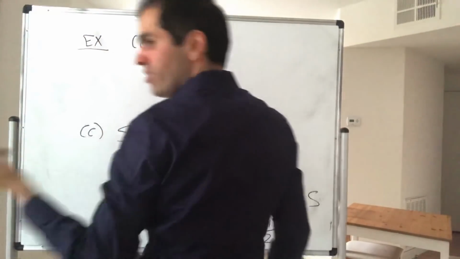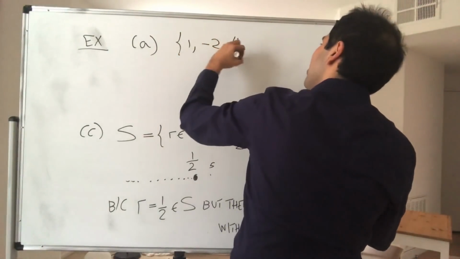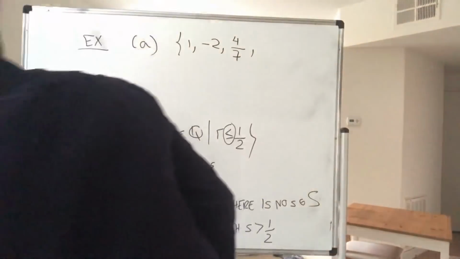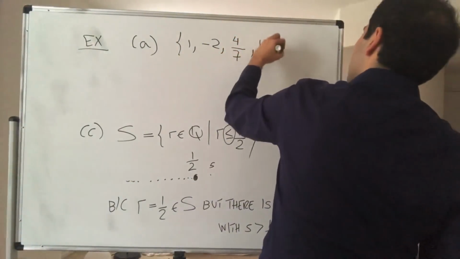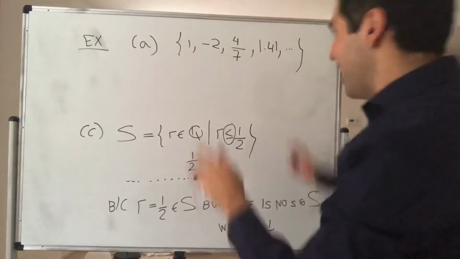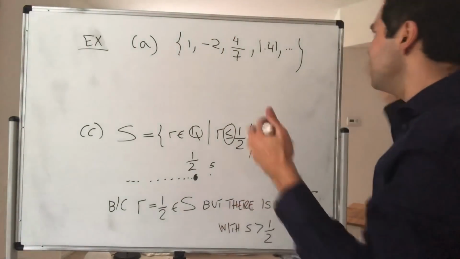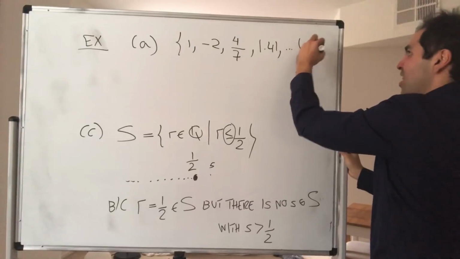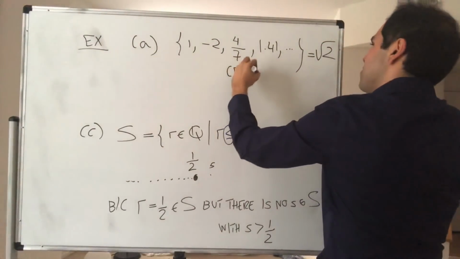So now actual examples. The first set I talked about, which remember was something like 1, minus 2, and then 4. I forgot which numbers I put, but something like that. And then 1.41. Essentially the numbers that are less than square root of 2. This is a cut, and that cut we call square root of 2. Okay, that's from before.